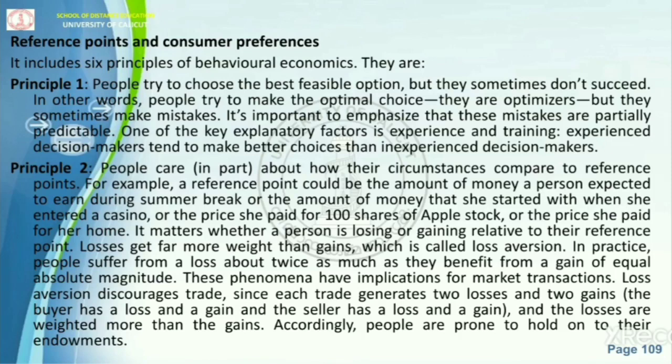Then principle 2: People care in part about how their circumstances compare to reference points. For example, a reference point could be the amount of money a person expected to earn during summer break, or the amount of money that she started with when she entered a casino, or the price she paid for 100 shares of Apple stock, or the price she paid for her home.